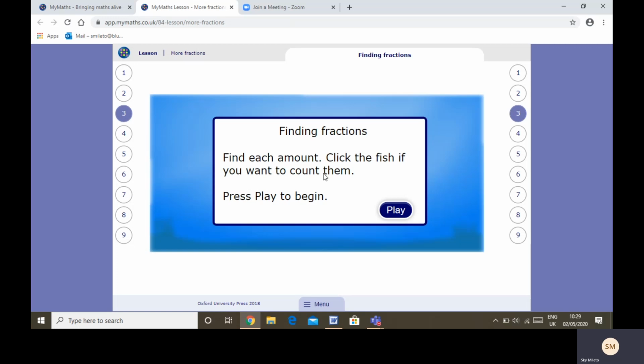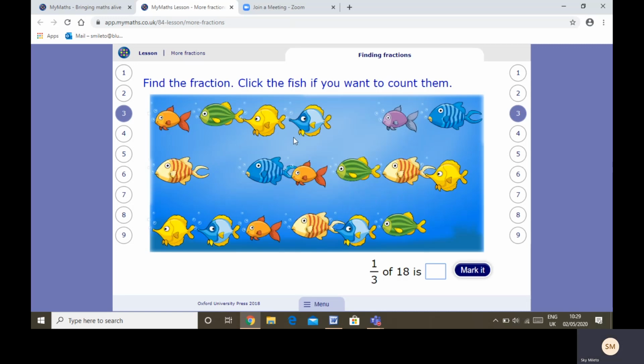Game 3 is finding fractions. Find the amount by clicking the fish you want to count. So click the fishes you want to count them. I want to find 1/3 of 18, and therefore I need to divide, just like I did in the last one, 18 by the denominator. Divide 18 by 3, and I know 18 divided by 3 is 6. So I need to count the fish. 1, 2, 3, 4, 5, 6.